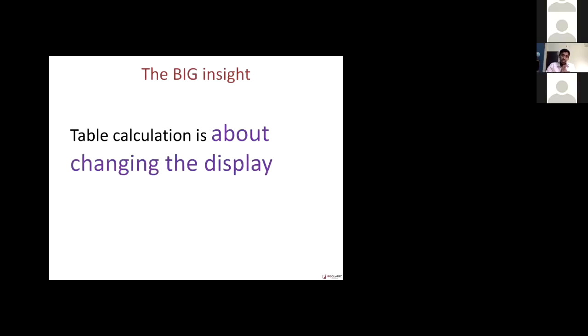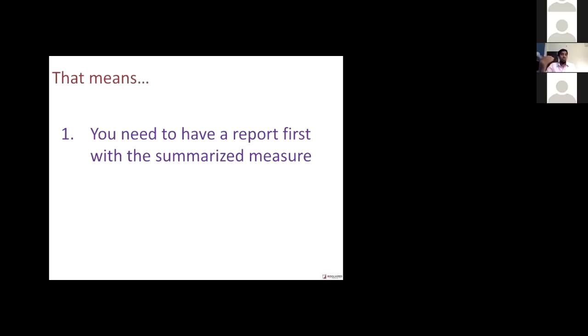Table calculation is a way of changing the display on the report. That means you first need to have a report first. That means we are not doing this at the database level or any data source level, right? So first we bring in an aggregation, which is summarizing using one of these aggregation functions: sum, average, min, max, any of that.